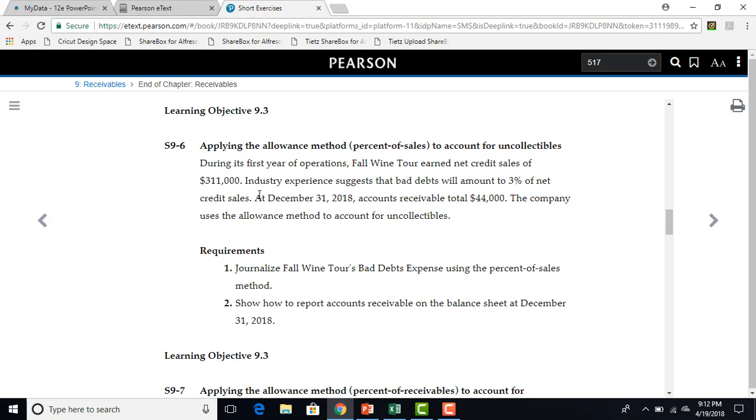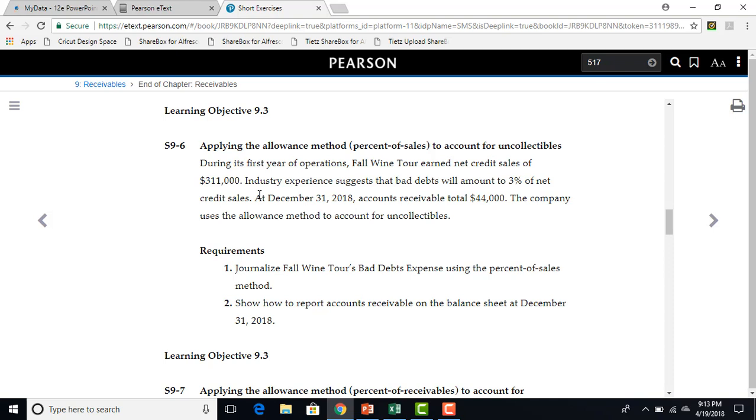It says, during its first year of operations, Fall Wine Tour earned net credit sales of $311,000. Industry experience suggests that bad debts will amount to 3% of net credit sales. At December 31st, 2018, accounts receivable totaled $44,000, and the company uses the allowance method to account for uncollectibles. So it wants me to journalize Fall Wine Tour's bad debts expense using the percent of sales method.